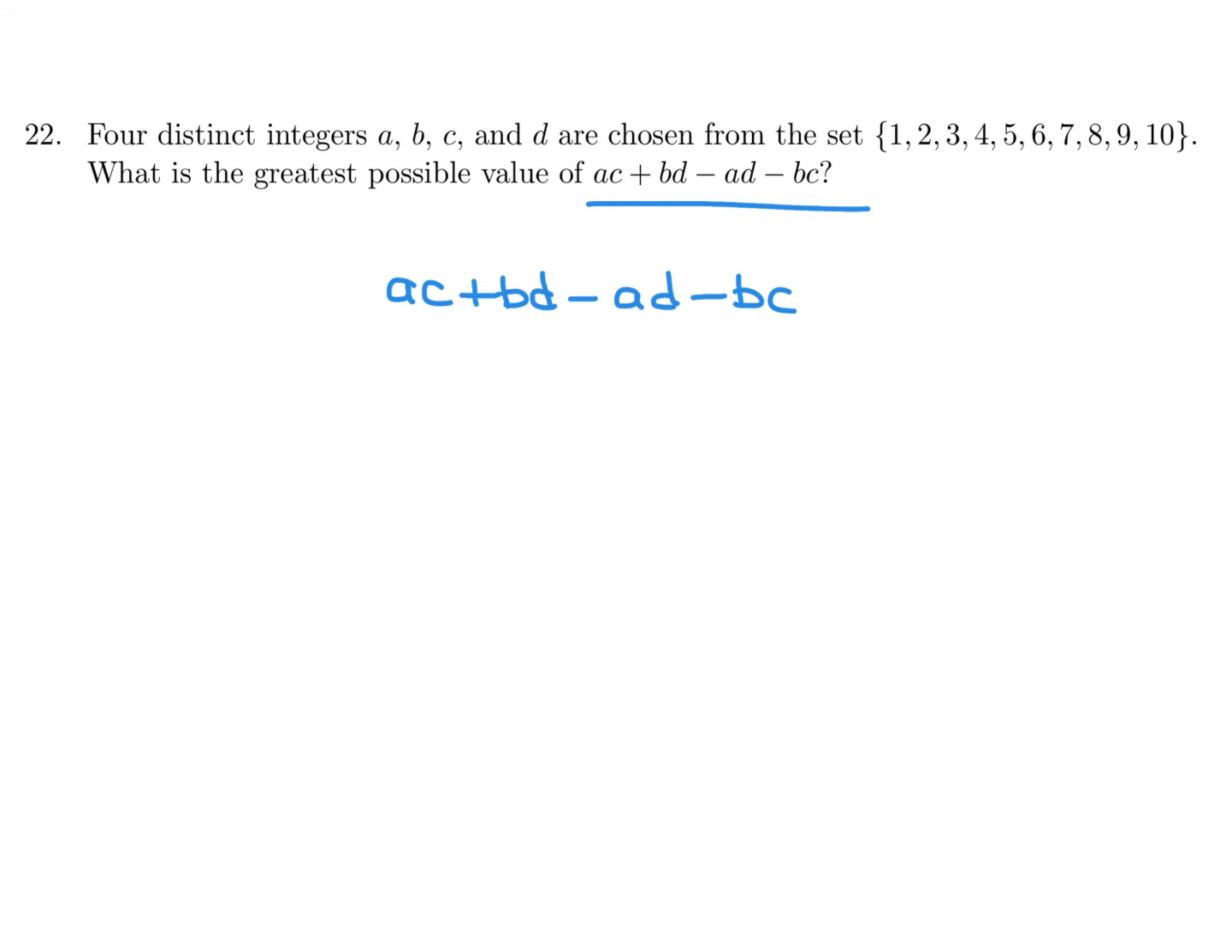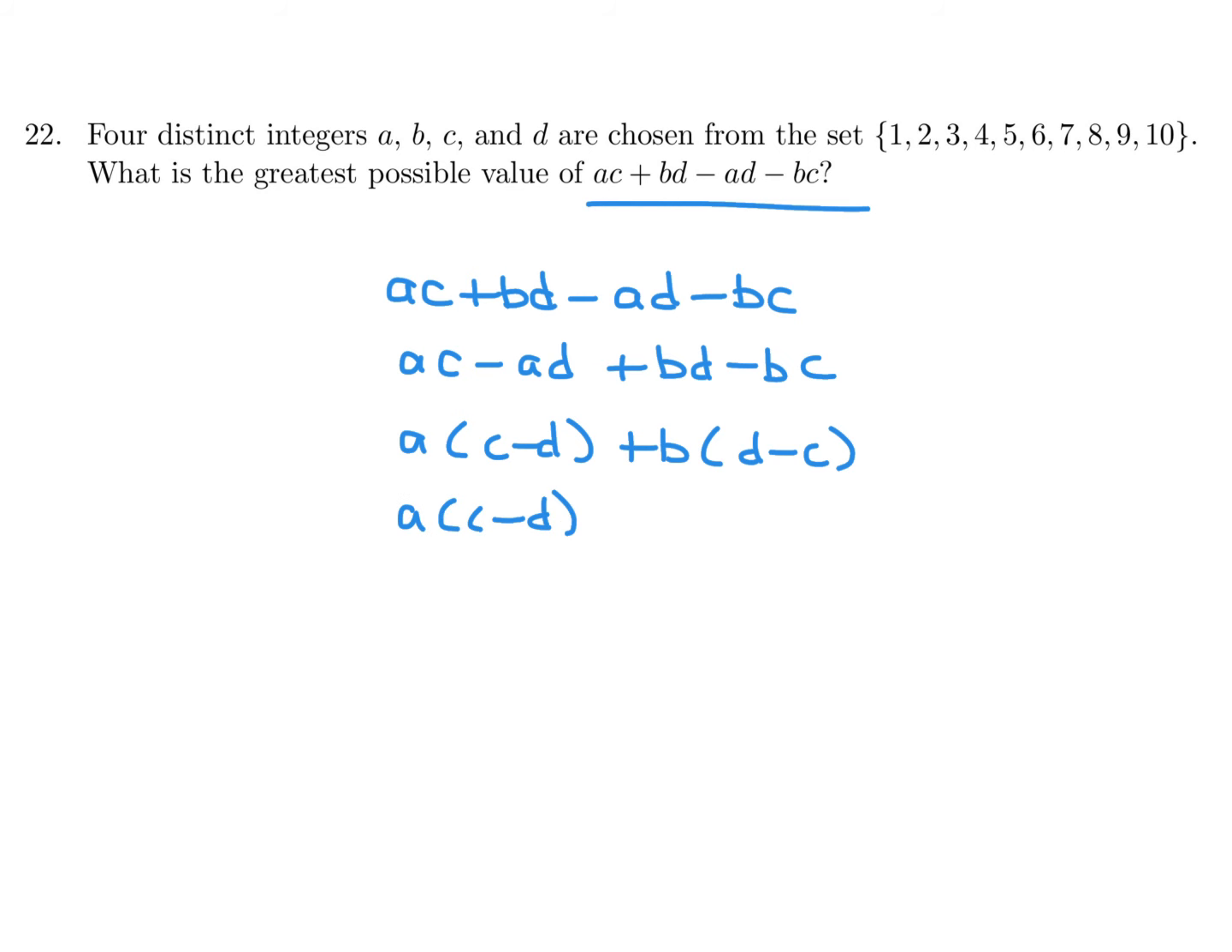So let me first group the a's together, and then I'll group the b's together, and then I'll do some factoring. When I factor, I will get c minus d. Here, when I factor, I get d minus c. Okay. The c minus d I'll keep, but this one I'll flip the negative, so it'll be c minus d, and that will allow me to factor the c minus d, and then I get a minus b. Okay, that is a good way of looking at it, this one right here.